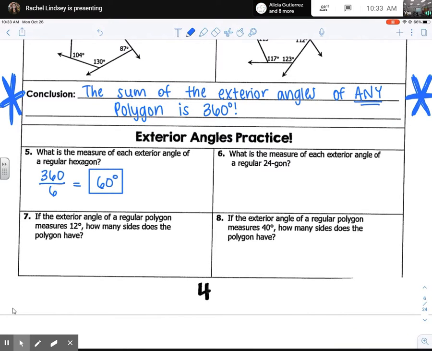Okay, what's the measure of each exterior angle for a regular 24-gon? Again, you just take 360 divided by 24, because we're looking at exterior angles. So what's 360 divided by 24? 15.